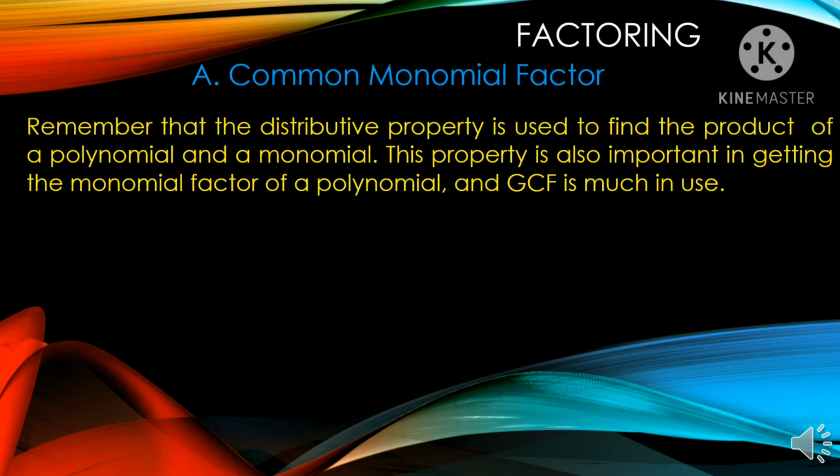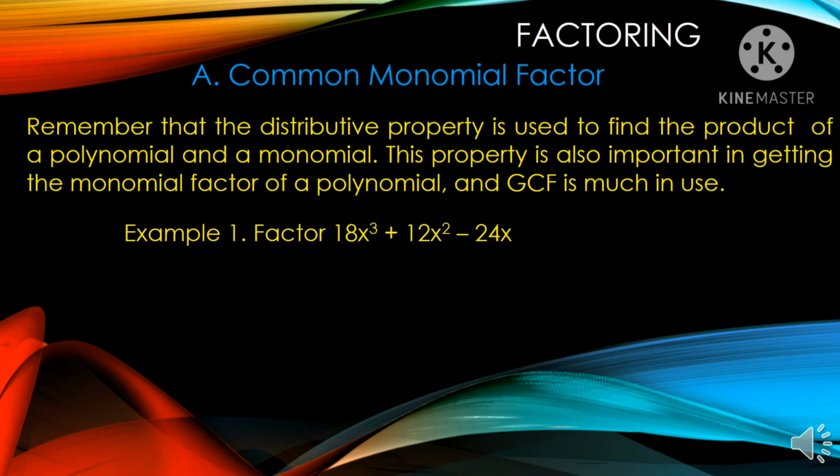Remember that the distributive property is used to find the product of a polynomial and a monomial. This property is also important in getting the monomial factor of a polynomial, and GCF is much used. What is GCF? Greatest common factor. Let us say factor 18x cubed plus 12x squared minus 24x.